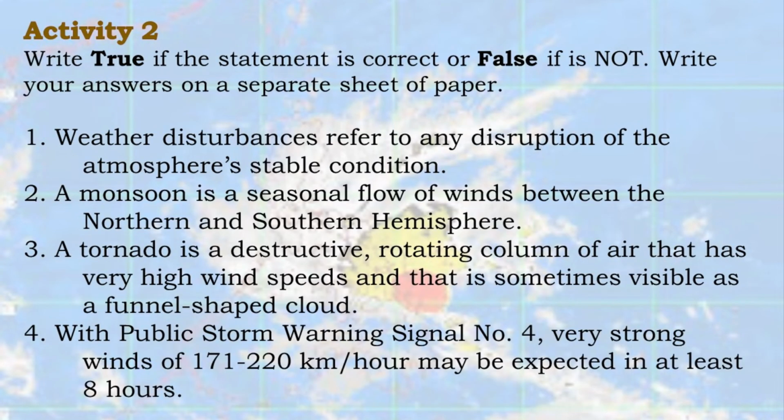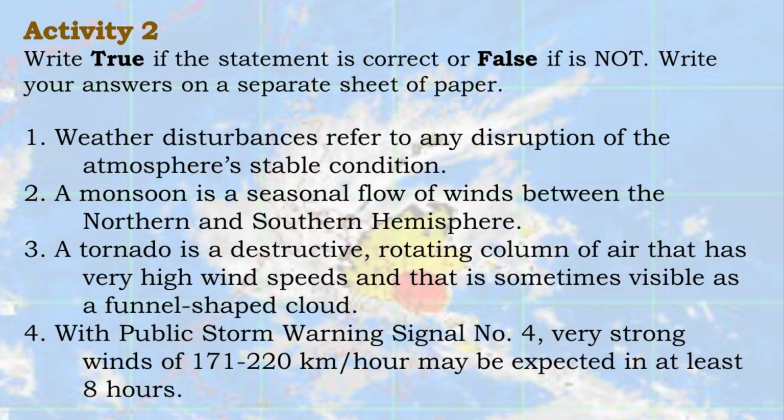Activity 2. Write true if the statement is correct or false if it is not. Write your answers on a separate sheet of paper. 1. Weather disturbances refer to any disruption of the atmosphere's stable condition. 2. A monsoon is a seasonal flow of winds between the northern and southern hemisphere. 3. A tornado is a destructive, rotating column of air that has very high wind speeds and that is sometimes visible as a funnel-shaped cloud.